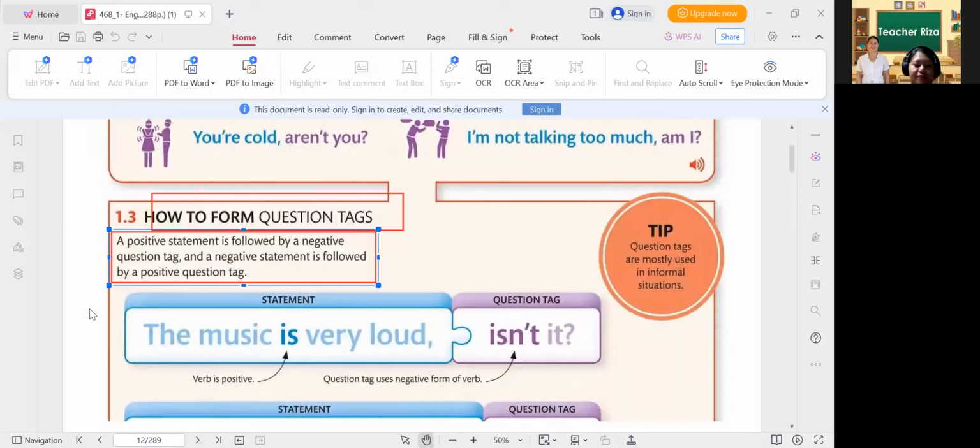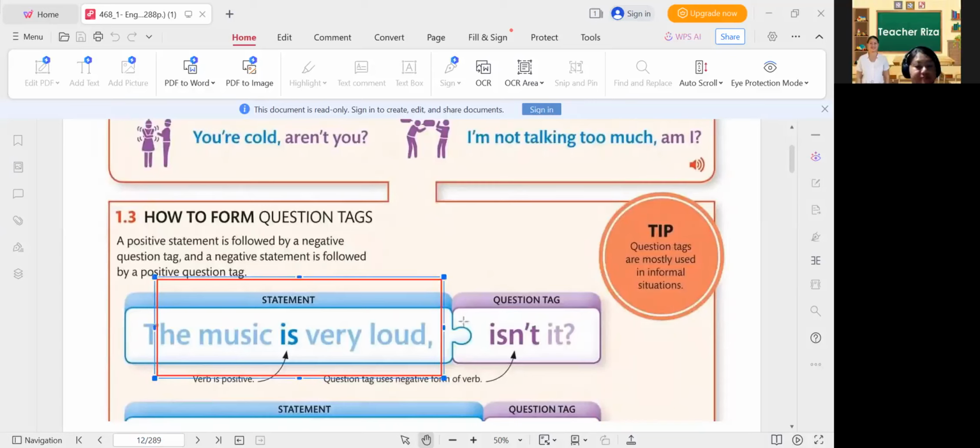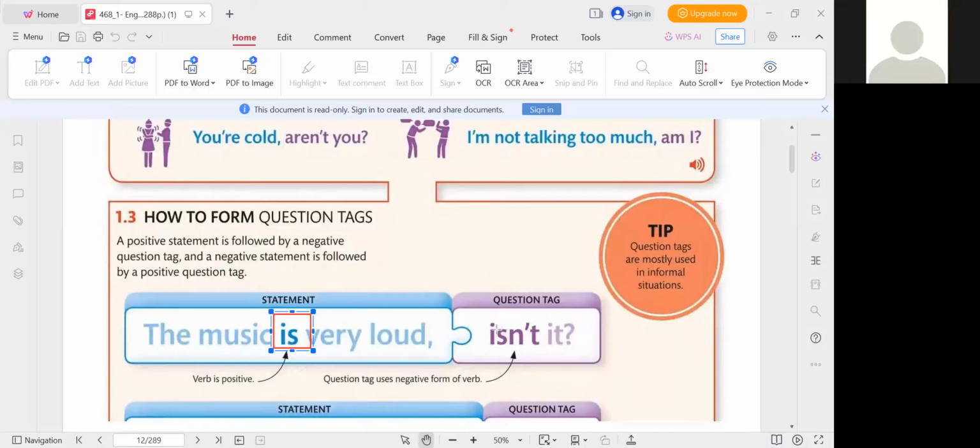So here are the examples. Let's start with the first sentence. Let's read. Yes, please read. Okay, the music is very loud. Isn't it? Okay, so in the statement we have, the music is very loud. The statement has a positive verb. Understand? Yes. Okay, so here is the question tag, which is isn't it?